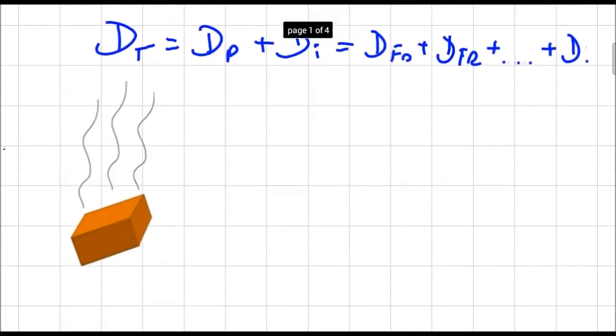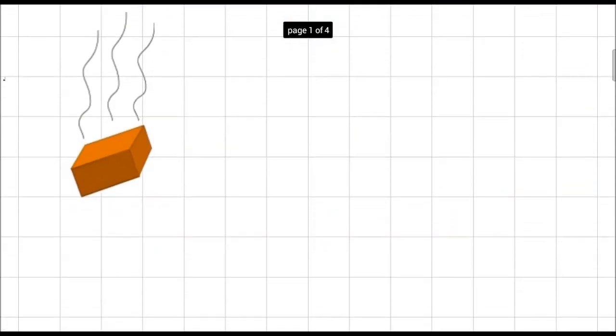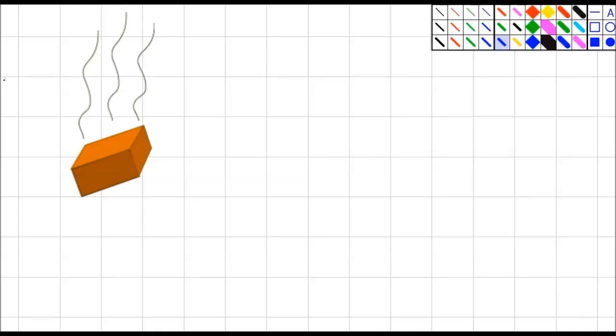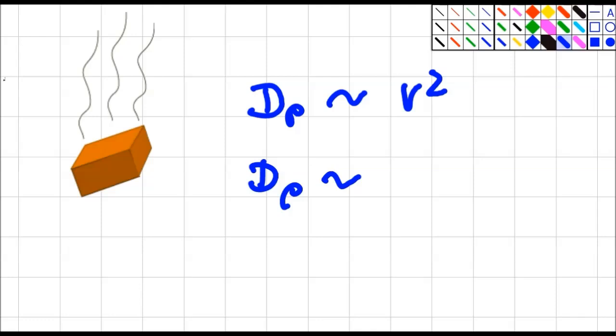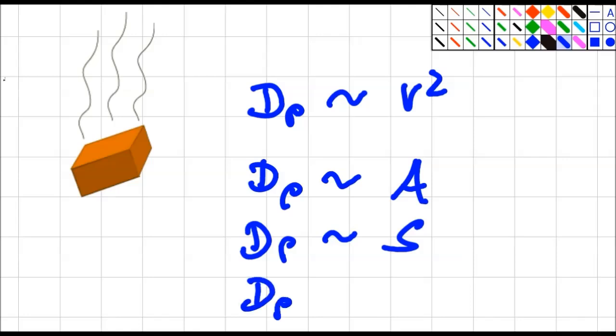Any object traveling through a fluid experiences parasite drag. That's the reason why we single out parasite drag. Parasite drag is proportional to the square of speed. This is the big element. Also, the parasite drag is proportional to the frontal area. It is proportional to the surface area, and it is a function of the form of the object.